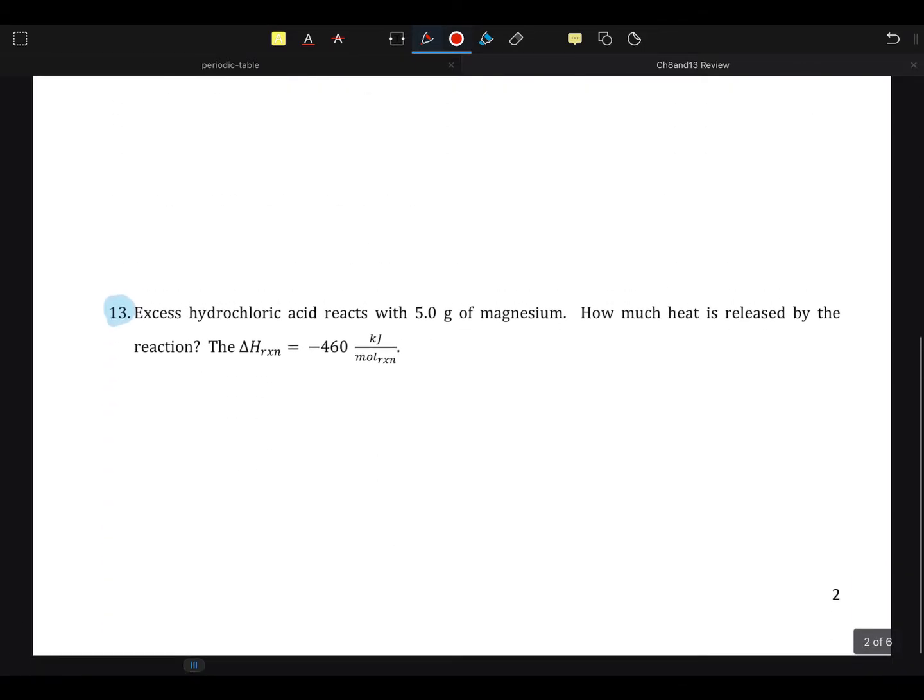Here we have one that says excess hydrochloric acid reacts with 5 grams of magnesium. How much heat is released by the reaction? First of all, keyword: react. React means that at some point we're going to have to do a mole ratio, mole A to mole B, because we have a chemical reaction. It also tells us that we're going to have to write out a reaction at some point, and that's going to be necessary for part of our problem.